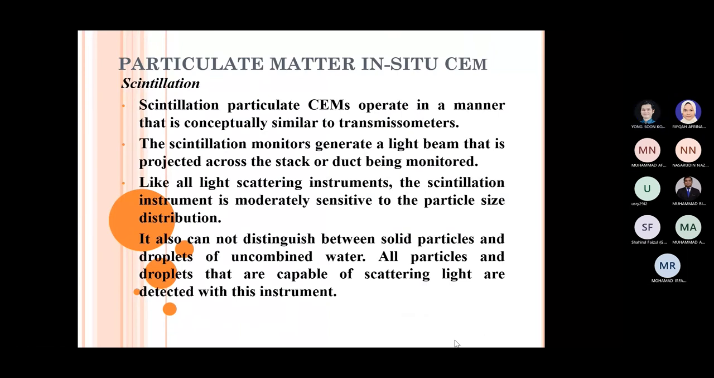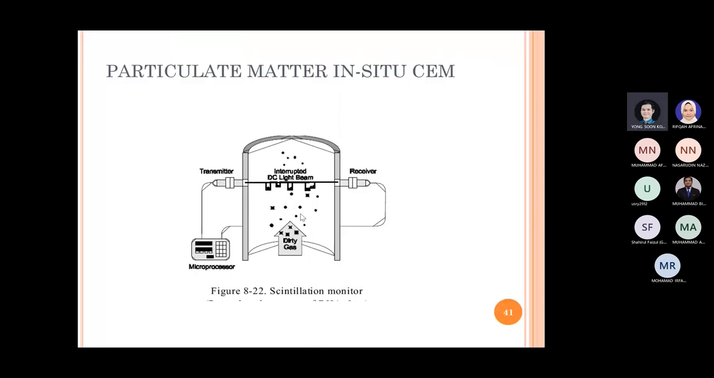This one operates very similar to a transmissometer. The scintillation monitor generates a light beam that is projected across the stack or duct being monitored. Like the light scattering instrument, the scintillation instrument is moderately sensitive to particulate size distribution. It works almost like the other two versions, except that it has a weakness: it cannot distinguish between solid particles and water droplets. So the name already tells you, scintillation is not the best, but it's one of the methods being used. As you can see, the receiver or detector is almost like a transmissometer, but it measures the scattering of the light.